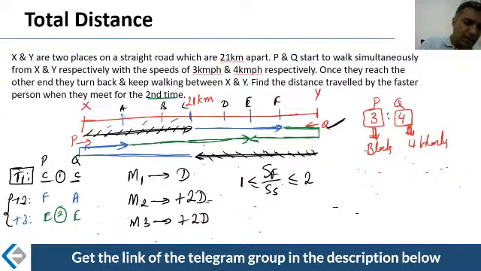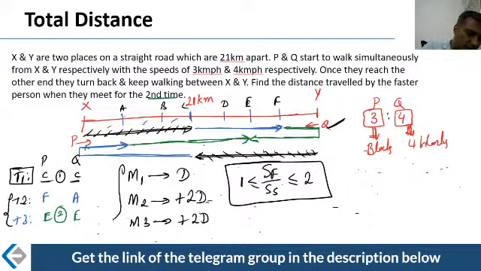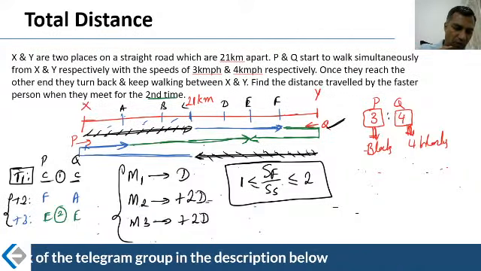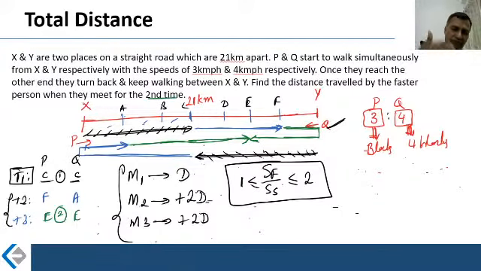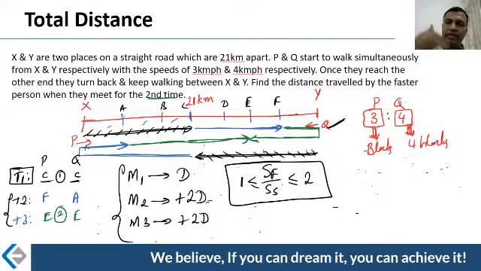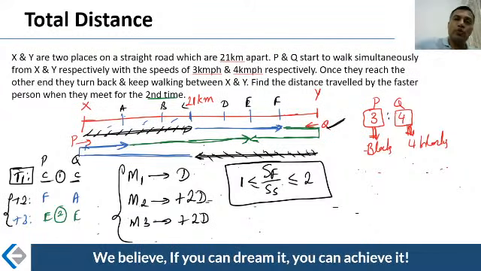Whenever the speed of the faster person and the speed of the slower person lies between 1 and 2, this concept is true. To meet for the first time, together they will cover 1 full distance, D. After that, for every additional meeting, they require 2D distance to cover.